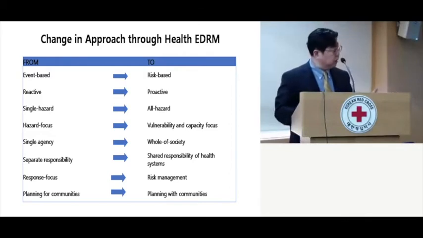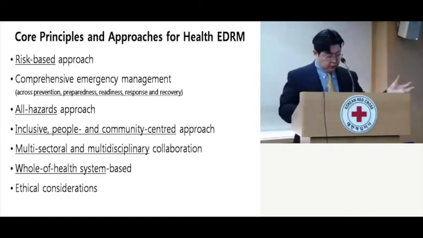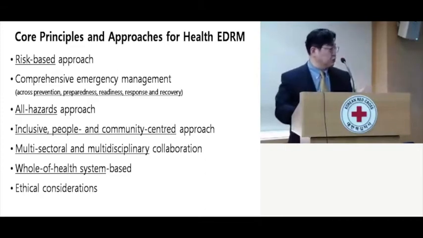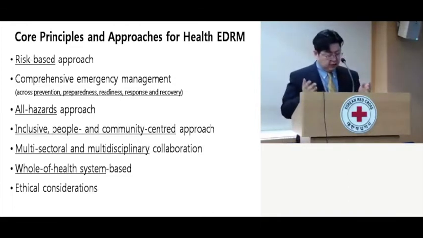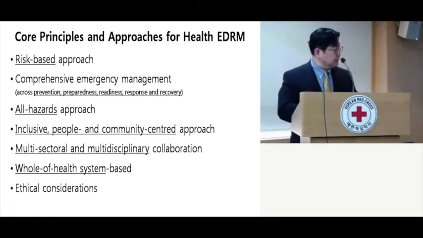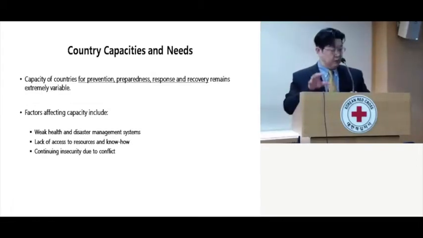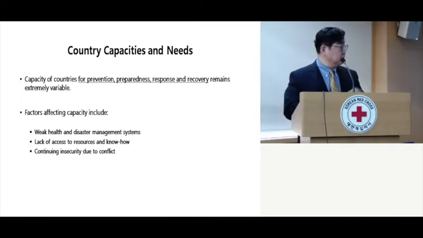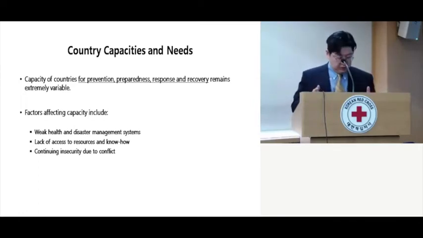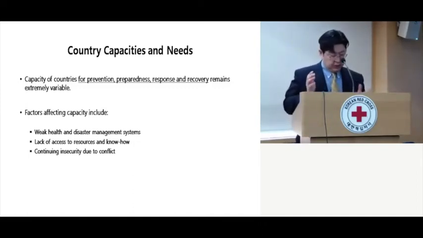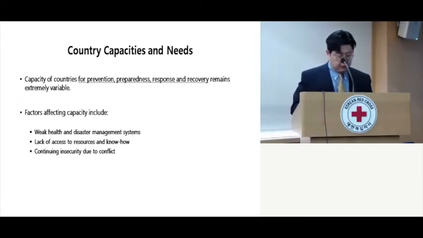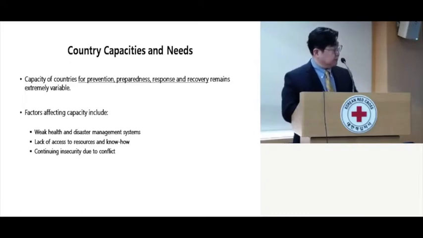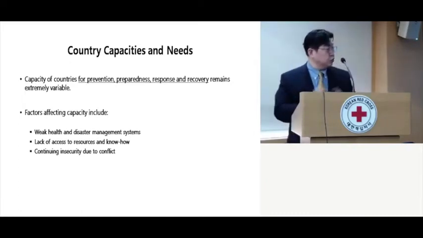So in health EDRM, a risk-based approach, comprehensive emergency management, an all hazard approach, and an inclusive, people and community-centered approach, which means multi-angle, multi-sectoral and multidisciplinary approaches, have been highlighted. And the capacity of countries for prevention, preparedness, response, and recovery remains extremely variable. How can we build up the capacity, how can we improve weak healthcare systems and disaster management systems, and how can we solve the problem of limited access to resources?